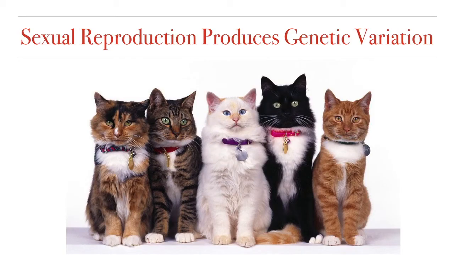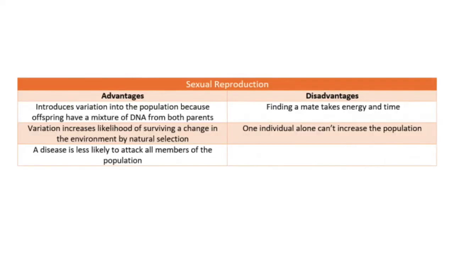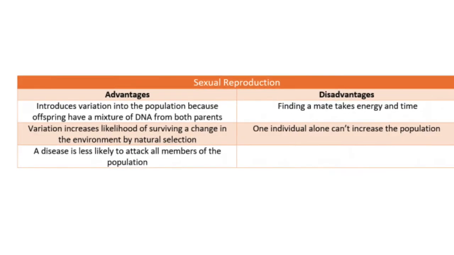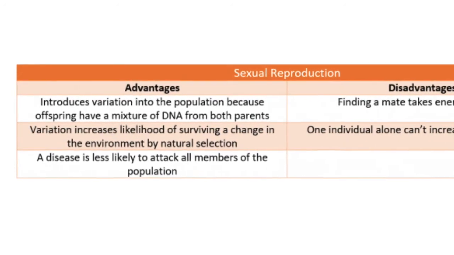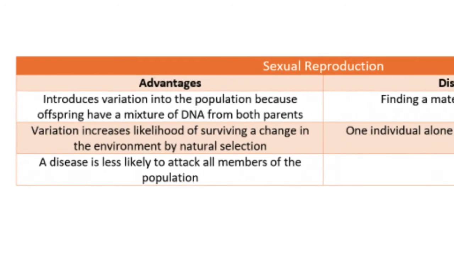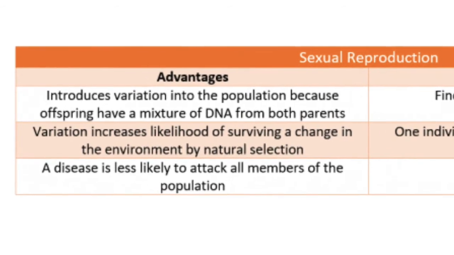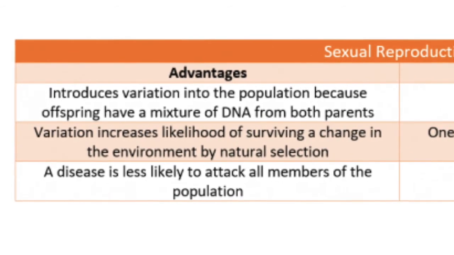In contrast, sexual reproduction creates what is called genetic variation. Instead of every baby being identical to the single parent, we have babies that are a result of two parents combining, so that their babies are genetically different from each other. And so what we end up with is what is called genetic variation.